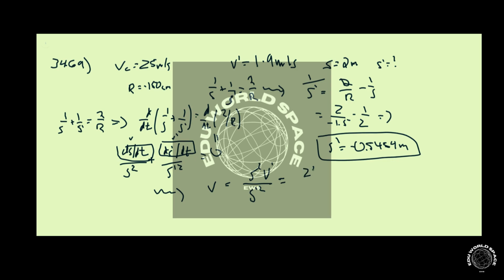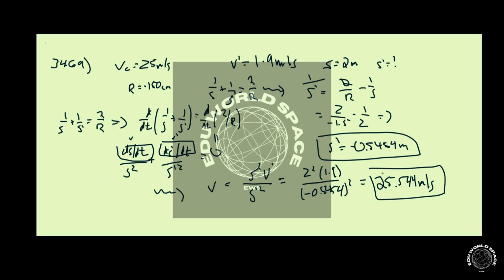And now we have all those things, so let's just go ahead and plug those in. So this should be 2 squared times 1.9 all over negative 0.5454 squared. If you plug that in your calculator, we should see that v is 25.544 meters per second. Cool. But we're not done yet because this is the speed with respect to the mirror, but we want the speed with respect to the ground.